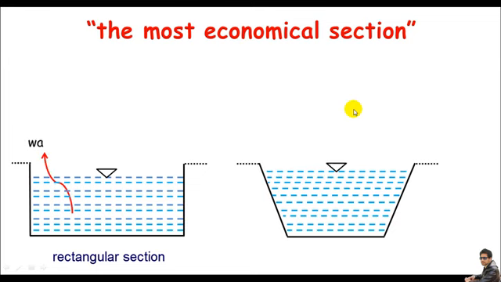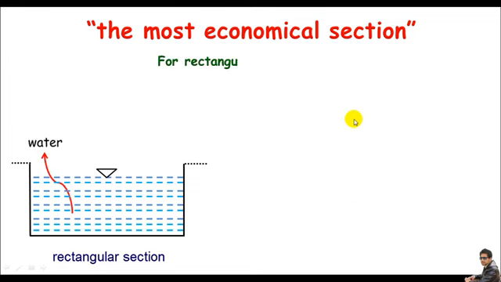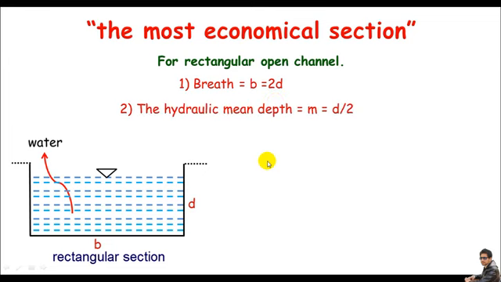So for a rectangular open channel, we have just two terms for a most economical section. The breadth of the most economical section will be 2 times its depth. Remember, this is only for a rectangular open channel. And the hydraulic mean depth will be half of the depth. Actually, the hydraulic mean depth is the gross cross-sectional area divided by the wetted perimeter of the given section. But here, for the most economical section, we assume it is half of the depth.